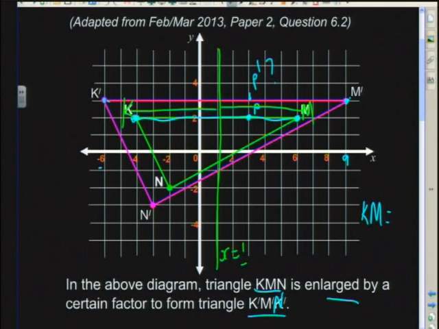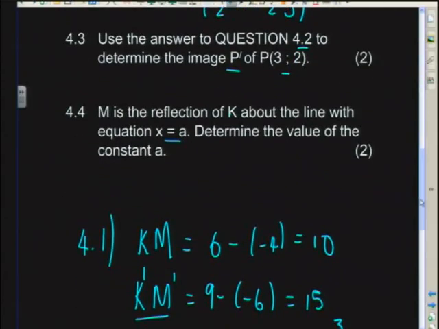We can just have a look and see, because remember, the x value at point K is -4. The distance from -4 to 1 is 5 units, so 1 minus -4 gives me 5 units. And if I go from M, which is 6, 6 minus 1, I also get 5 units. So x equal to 1 will make sure that point M is a reflection of point K. So x is equal to 1 is the answer to the value of the constant A.